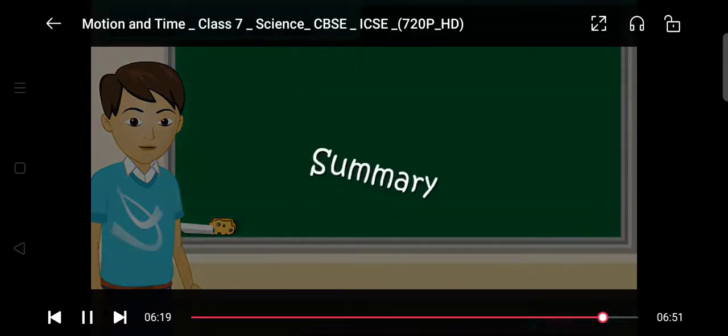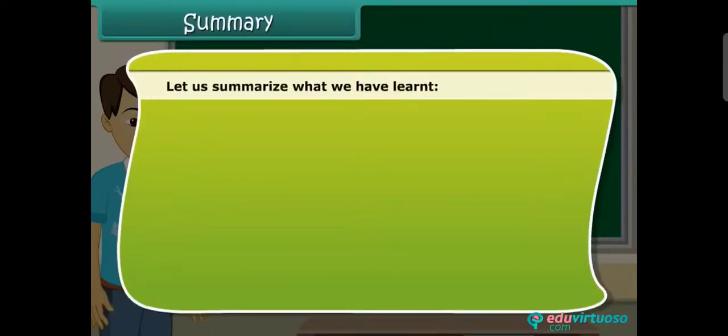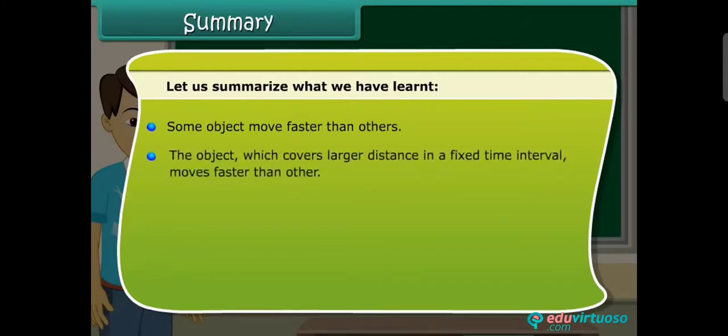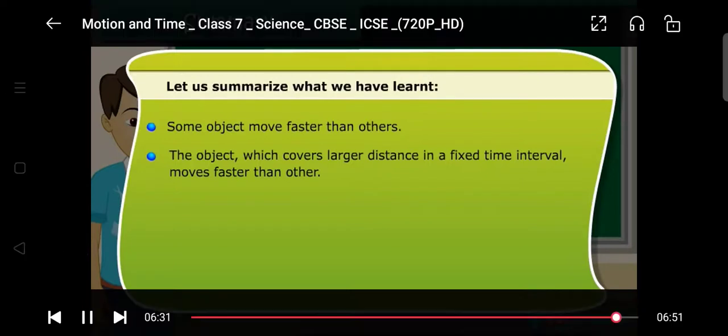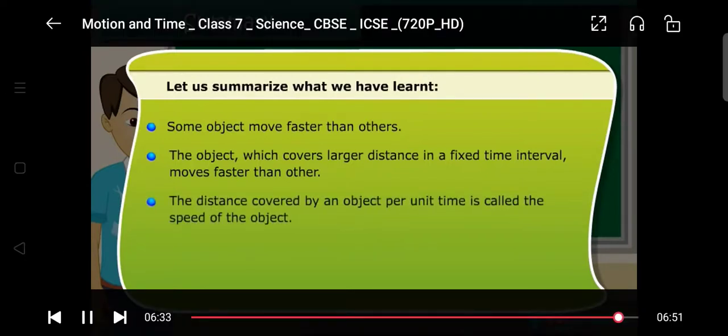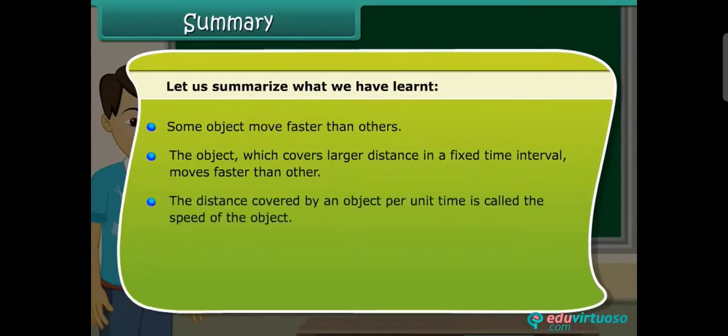Summary. Let us summarize what we have learned. Some objects move faster than others. The object which covers a larger distance in a fixed time interval moves faster than the other. The distance covered by an object per unit time is called the speed of the object.